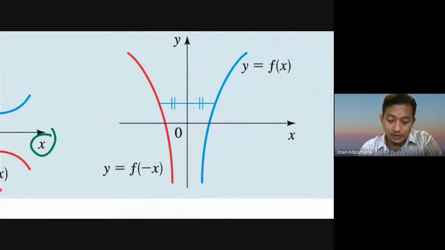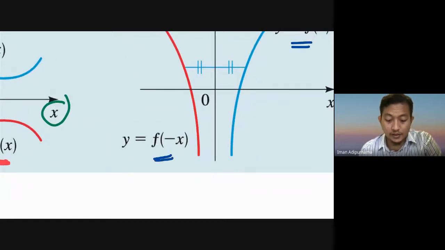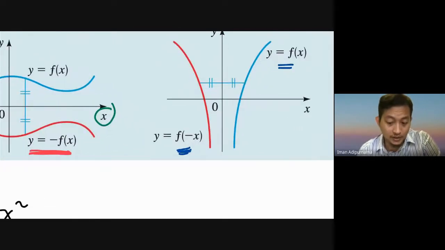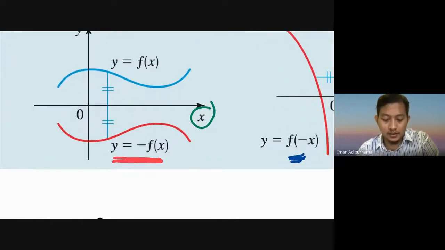And if we mirror through the y-axis from this y equals f of x, then that will be f of negative x. That's the difference. So if you want to mirror through the x-axis, you need to make the negative of the function itself. If you want to mirror through the y-axis, you need to have the negative of x, not f of x.